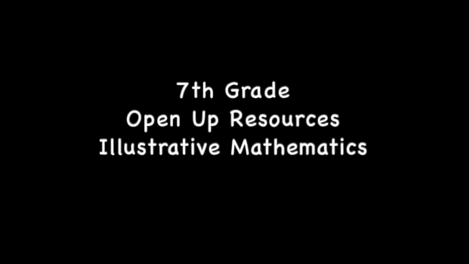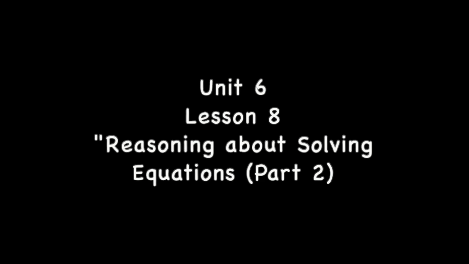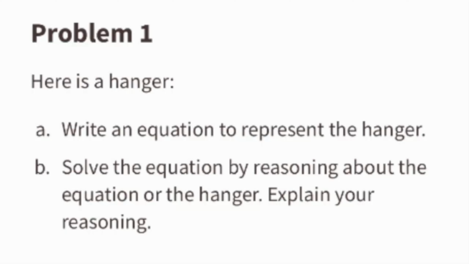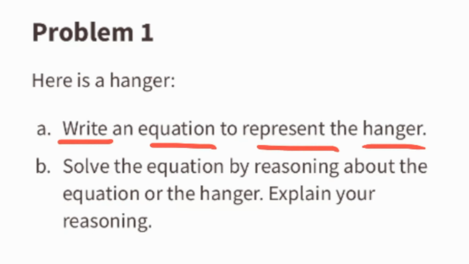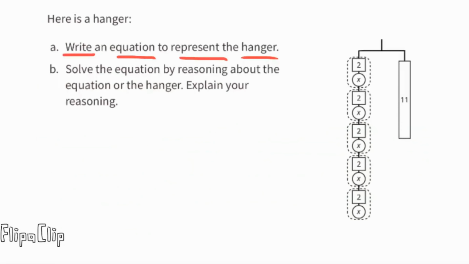7th grade Open Up Resources Illustrative Mathematics, Unit 6, Lesson 8, Reasoning about Solving Equations, Part 2. Problem number 1. Here is a hanger. A. Write an equation to represent the hanger. Look closely at the left-hand side of the hanger. You can see a pattern. You see 2 plus x 5 different times. So you can write this as 5 times (2 plus x). And look at the right-hand side of the hanger. It's a bar that says 11. That means that 5 times (2 plus x) equals 11.